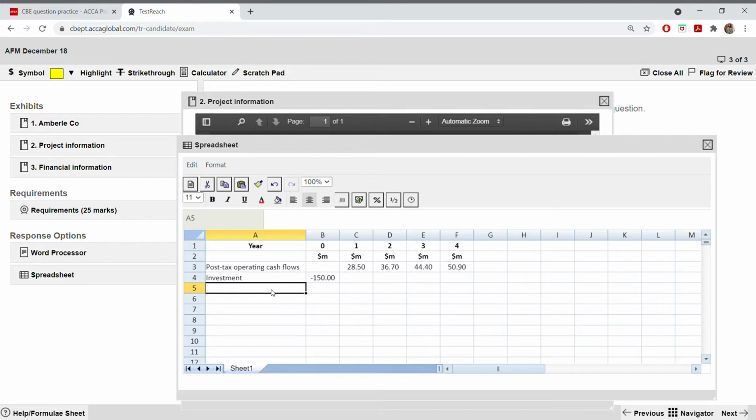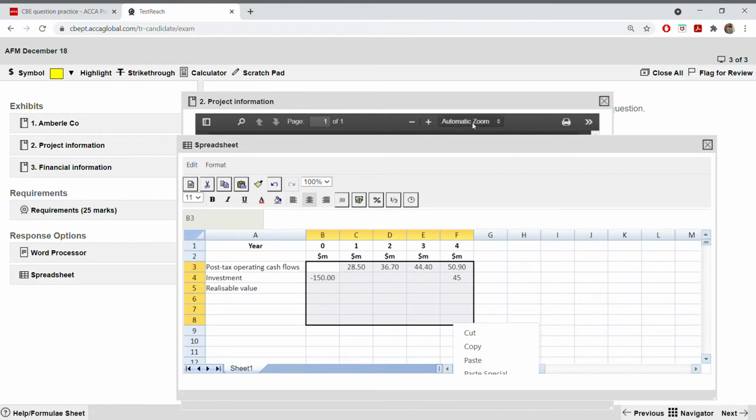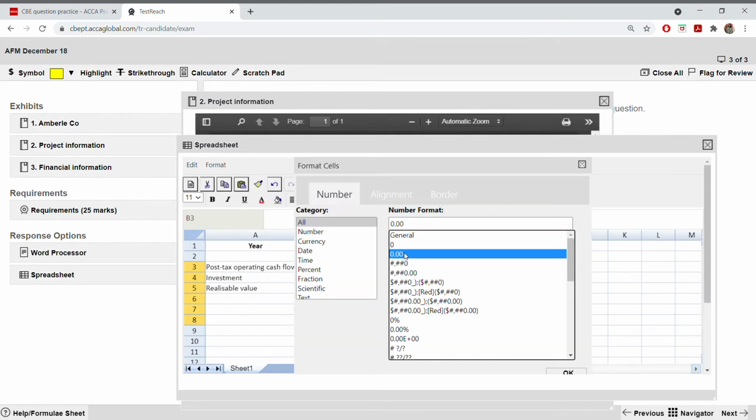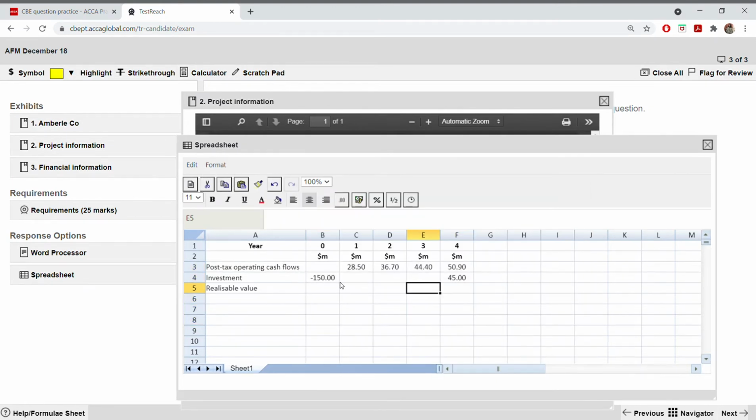Next, after investment comes realizable value. We have a realizable value also. So realizable value last year was how much? From the project information, it is 45. So 45. Okay, if you see 45, it will not take it. The whole table you need to format cells.